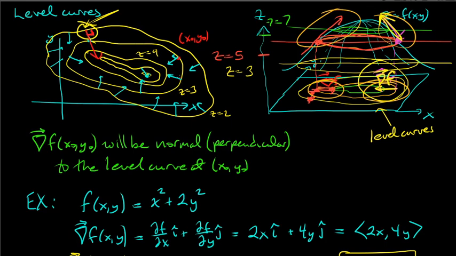On the other hand, if you're at this point right here, you want to travel in this direction. But what it does not tell you is how steep you're going. For that, you get the magnitude of the vector. If the magnitude of the vector is much bigger, that means it's much steeper. If the magnitude is less, then it's not very steep at all.